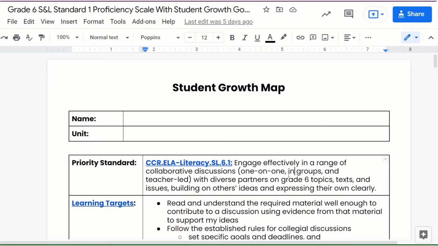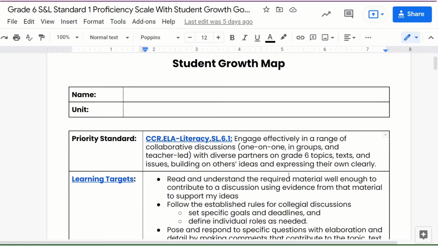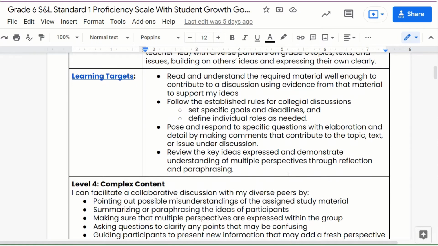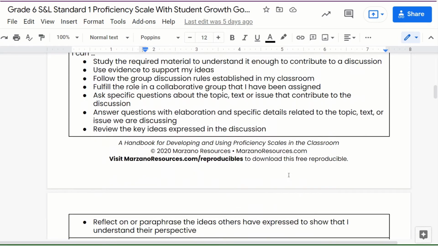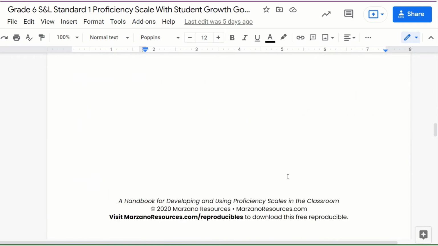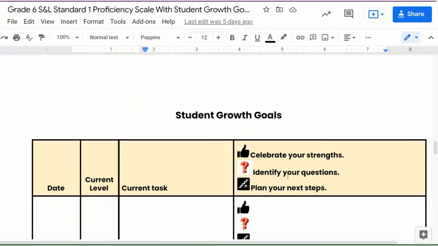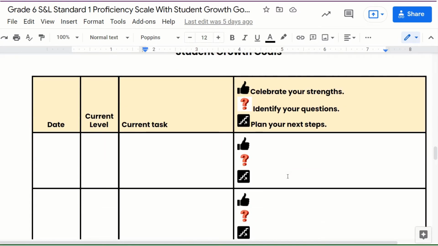This tool supports assessment capable learners by providing two things. One is, as you can see, a proficiency scale that maps out the path to and beyond proficiency. And then the second portion is a graphic organizer that helps students to examine their work, track their own progress, and set future learning goals. You will be provided with a template for creating one of these maps, so feel free to modify that to meet the needs of your students.